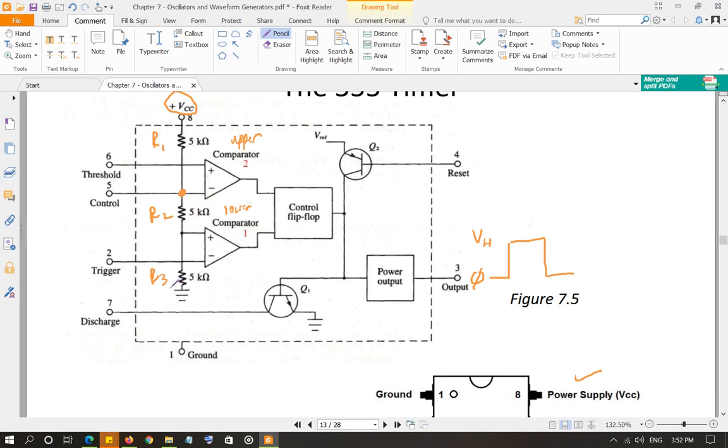In general, the control pin is grounded through a capacitor. And in all the texts, including your book, they say to use a 0.01 microfarad capacitor. I'm not really sure why they use that, but in any case, the control input is basically deactivated by grounding it through a capacitor.